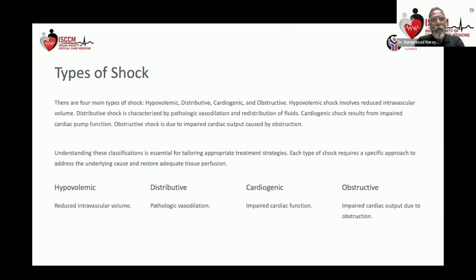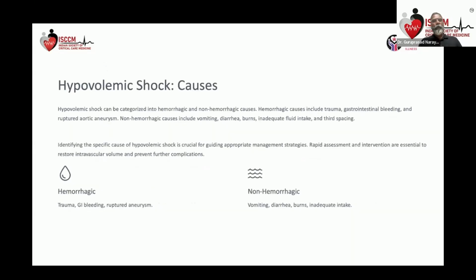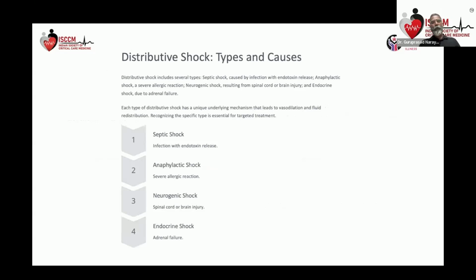There are 4 types of shock, which all of us know: hypovolemic shock, distributive shock, cardiogenic shock, and obstructive shock. Hypovolemic shock can be hemorrhagic or non-hemorrhagic. The history is more than enough for you to know which it is. Any patient who comes with trauma or a GI bleed or a suspected ruptured aneurysm, or a post-surgical patient, can be a hemorrhagic shock. Whereas if the patient is presenting with vomiting, diarrhea, burns, or inadequate intake, it can be a non-hemorrhagic shock.